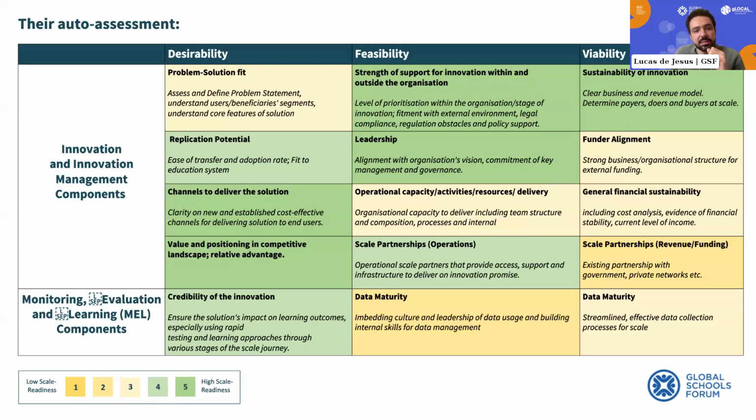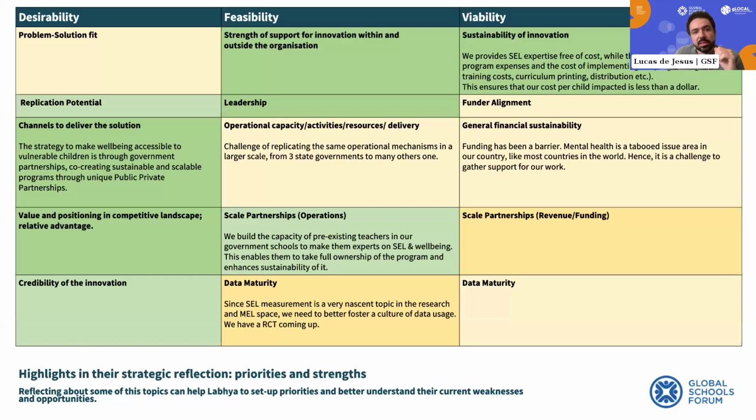The second element here is, as they operate by empowering local staff, we can see, inside the feasibility aspect, they score themselves low in operational capacity, because, please go to the next slide, Habeeb, we can also see their explanation about it. They score themselves low in operational capacity because they have a huge challenge replicating the same operational mechanisms from one local government to another, because they co-create the program with each local partner.